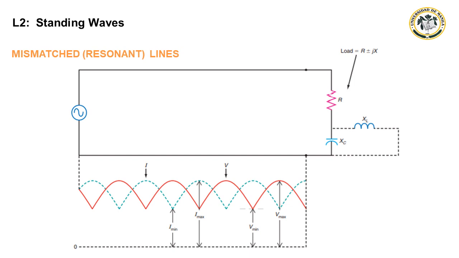Such a mismatch produces standing waves, but the amplitude of these waves is lower than that of the standing waves resulting from short or open circuits. The distribution of these standing waves looks like what is shown. Note that the voltage or current never goes to zero as it does with an open or shorted line.